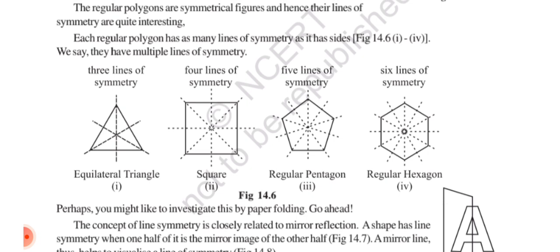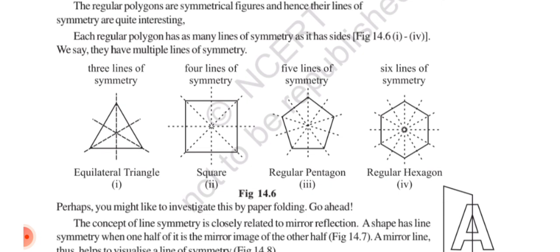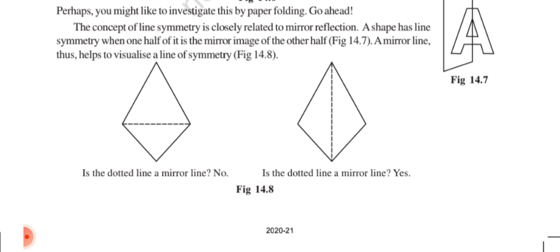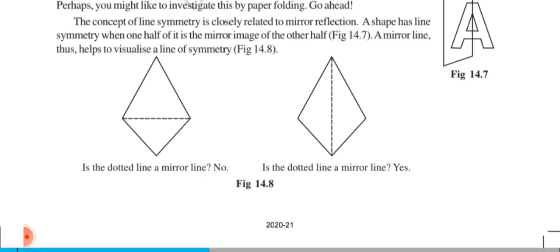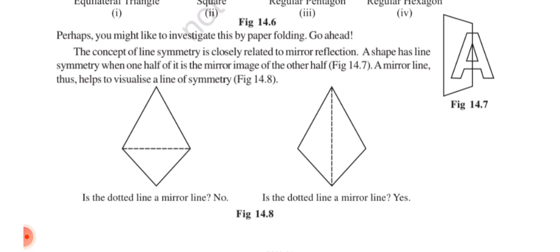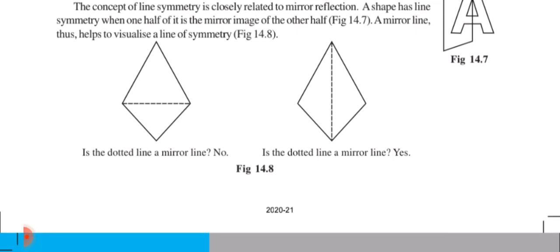The regular polygons are symmetrical figures and hence the lines of symmetry are quite interesting. Each regular polygon has as many lines of symmetry as it has sides. We say they have multiple lines of symmetry. Perhaps you might like to investigate this by paper folding. Go ahead. The concept of line symmetry is closely related to mirror reflection. A shape has line symmetry when one half of it is the mirror image of the other half. A mirror line thus helps us visualize a line of symmetry.